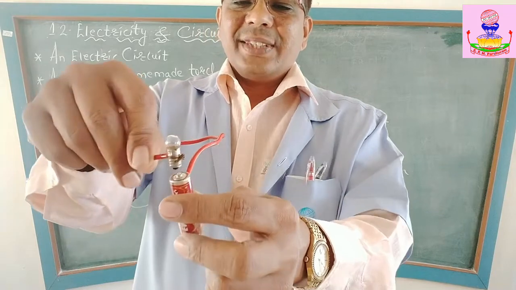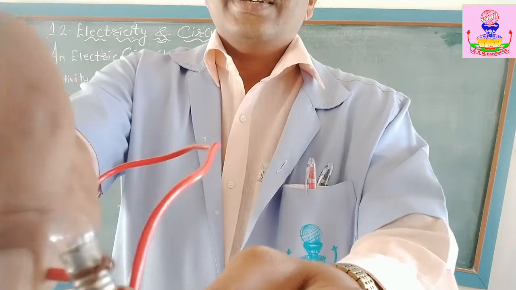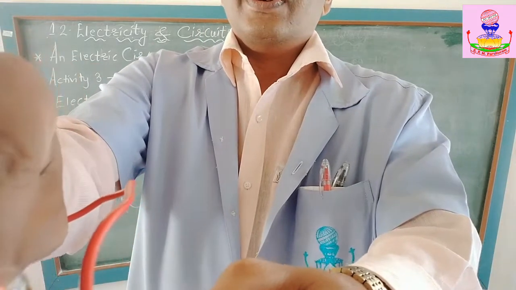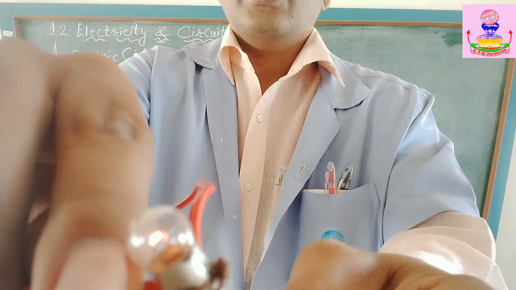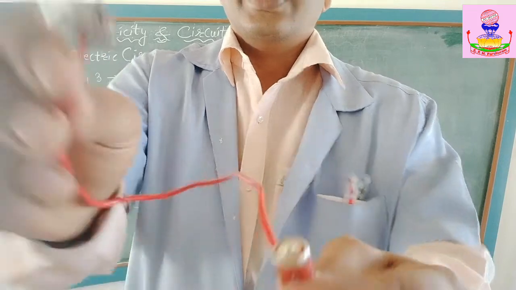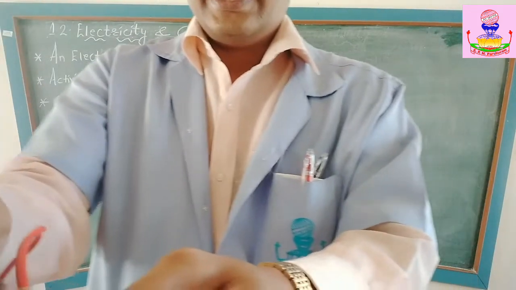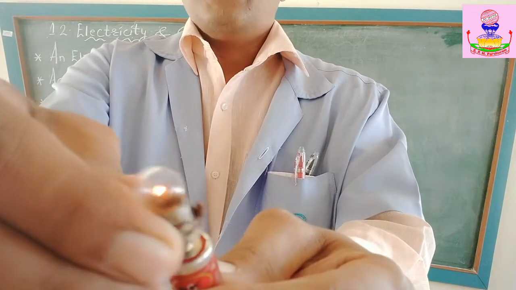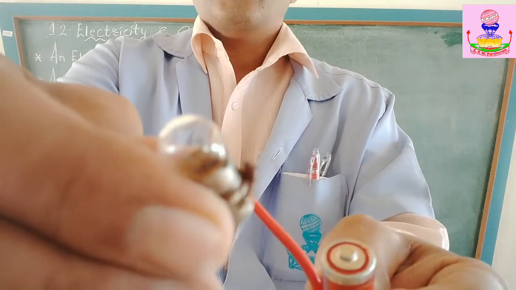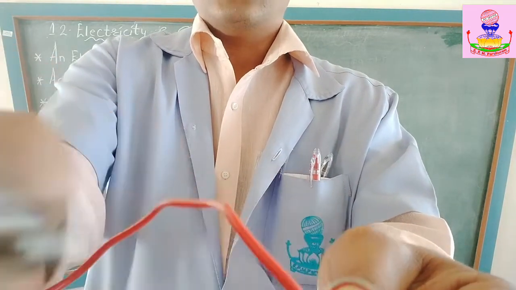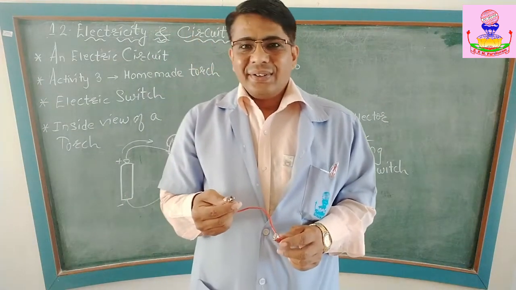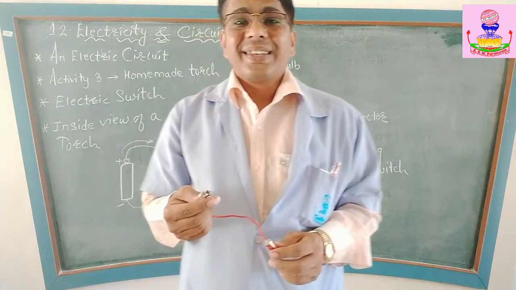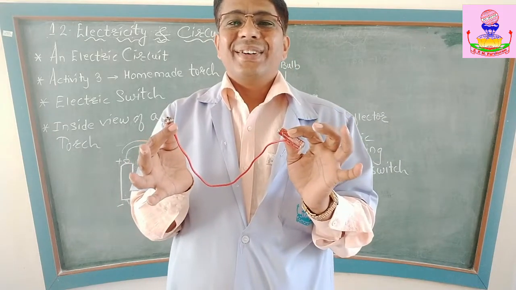Now put it here. See, the bulb will glow. Can you see? The bulb glows. If I remove it, it will not glow. Now see, it glows. So if I touch it like this, the bulb glows. If I move it away, it does not glow. If I touch it, the bulb glows. If I move it, it does not glow. Do you understand? So this is our homemade torch.